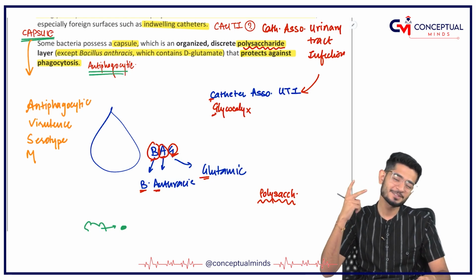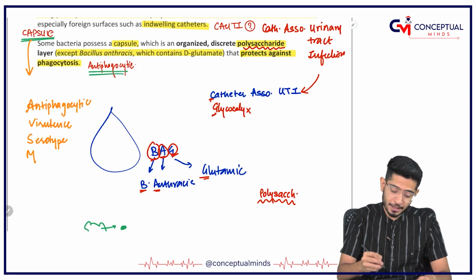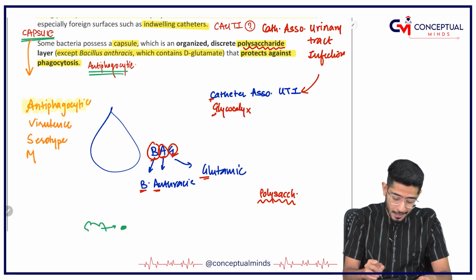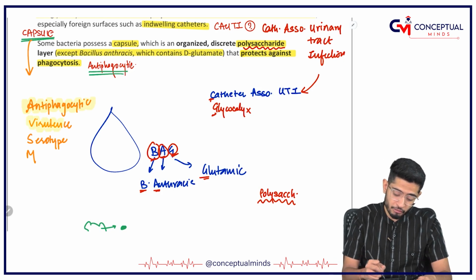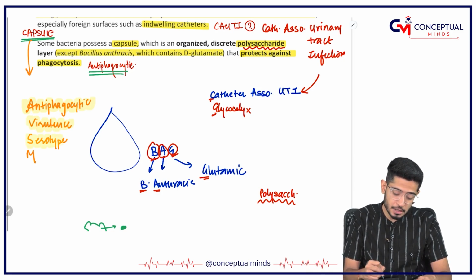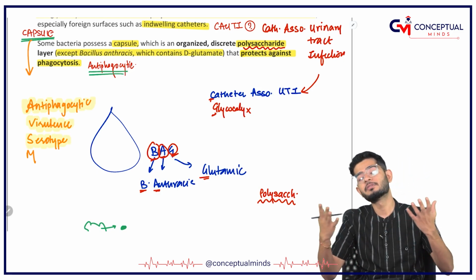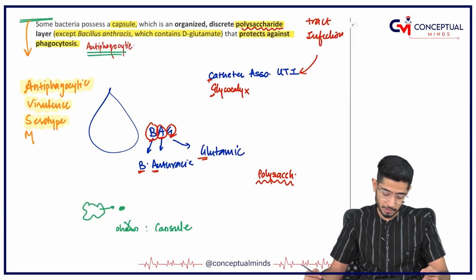So A for antiphagocytic, V for virulence, S for serotype. Capsule is antiphagocytic. Capsule does not allow the phagocytosis of bacteria. V for virulence, it is responsible for the virulence of the bacteria. S for serotype. So bacteria have different serotypes only because of the presence of the capsule.